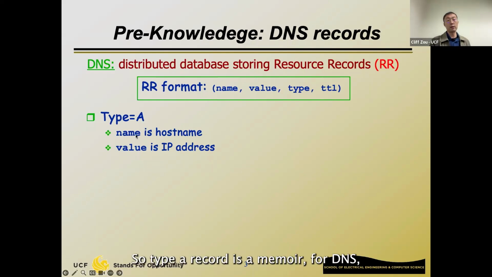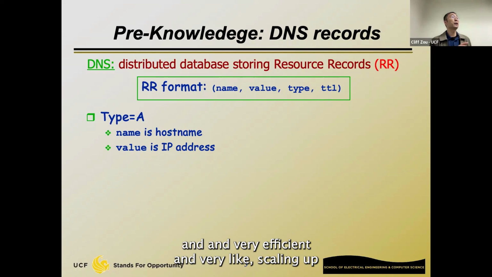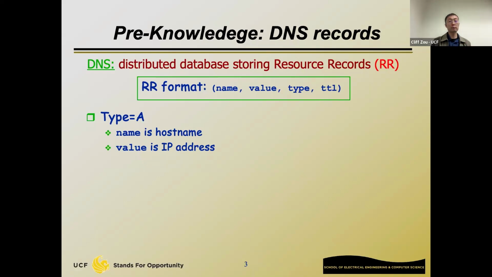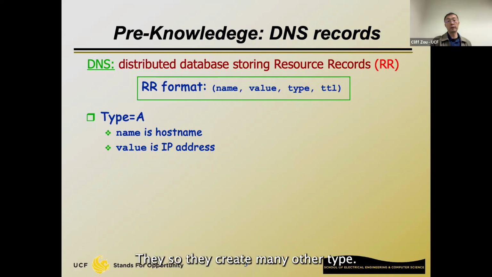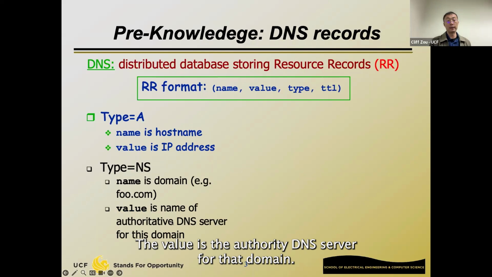So type A record is the main one for DNS. But once DNS was created, people found DNS is very efficient and very scaling up, because it can be maintained by thousands of DNS servers. So it scale up very easily. And then people try to maximize the usage of this existing large-scale distributed database. So they create many other types. So one type is type NS. NS is, the name is a domain. The value is the authority DNS server for that domain.